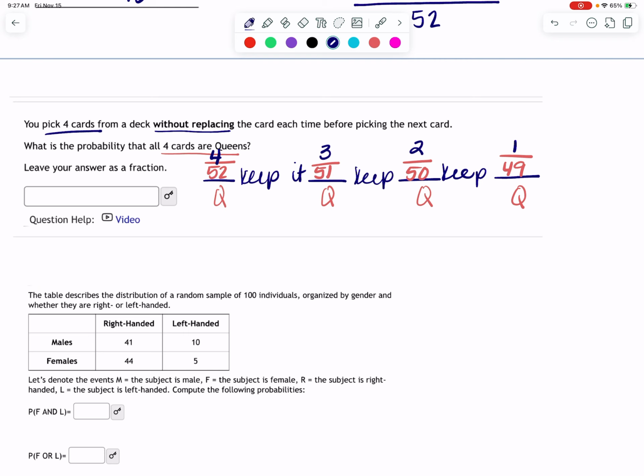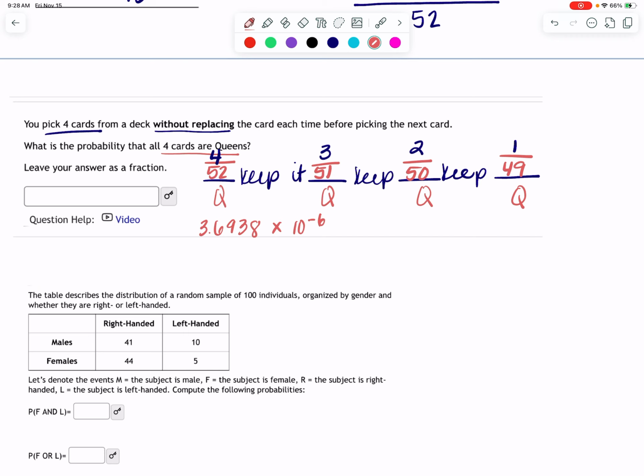So I'll do 4 over 52 times 3 over 51 times 2 over 50 times 1 over 49. And I get an answer that is very delightful. I get an answer that says 3.6938 times 10 to the negative 6th power.